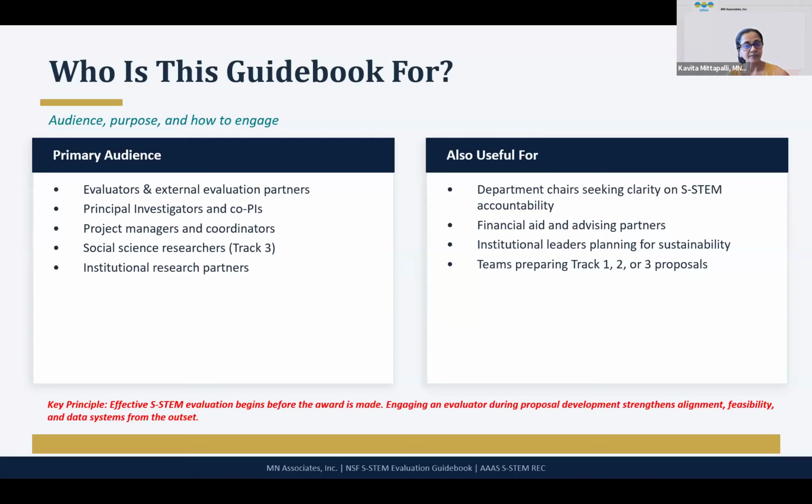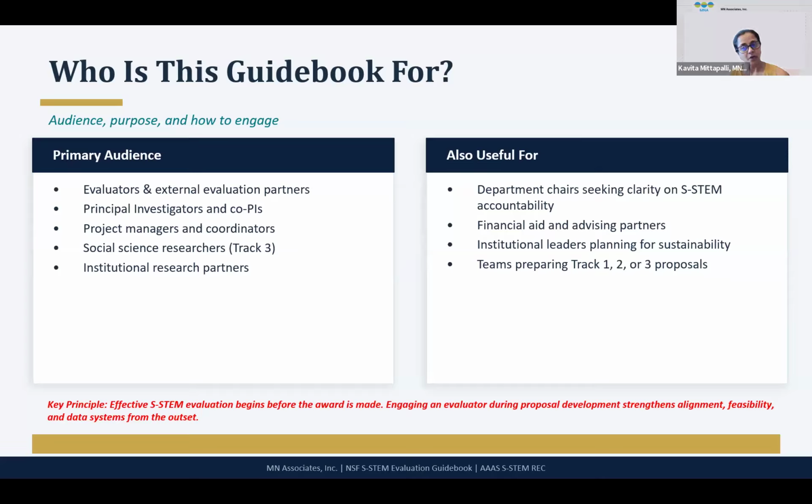So when an evaluator is engaged during the proposal development, evaluation questions align with your logic model, your evidence-based practices, EBPs, I'm going to use that term several times today, and scholar supports from day one. That early engagement also helps build relationships. It also builds the data infrastructure and the baseline measures that make later summative work very credible.